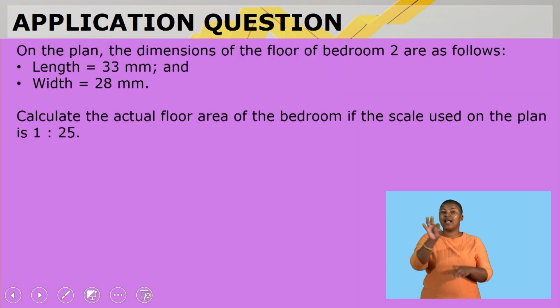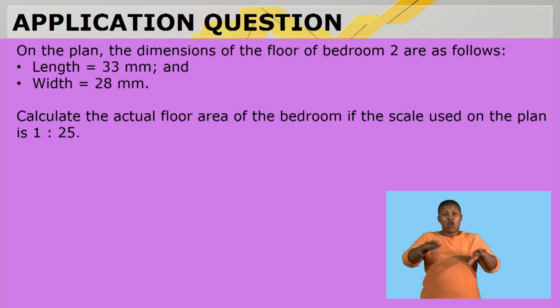On the plan, the dimensions of the floor of bedroom 2 are as follows. The length is 33 millimeters and the width 28 millimeters. Calculate the actual floor area of the bedroom if the scale used on the plan is 1:25.